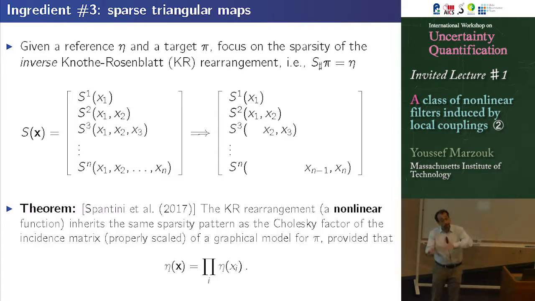What I'm going to consider now is the sparsity of this map S. So S is in general a lower triangular map. But if pi has some Markov properties, so if the I-map associated with pi itself is sparse, then what I can say is that the map S itself inherits some of that sparsity. Okay? So to paraphrase the theorem, the Knothe-Rosenblatt rearrangement, which is a nonlinear function, inherits the same sparsity pattern as the Cholesky factor of the incidence matrix of that graph, the graphical model for pi, the I-map for pi, provided that the reference is a product of its marginals.